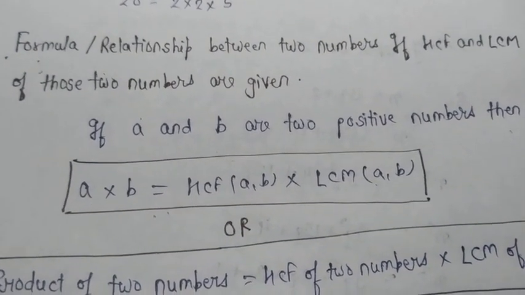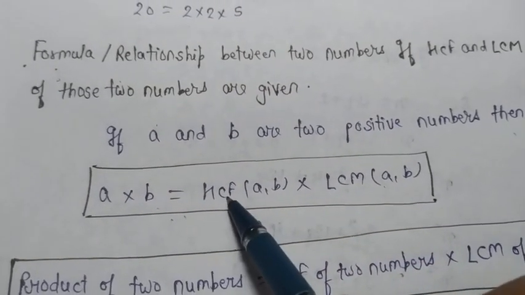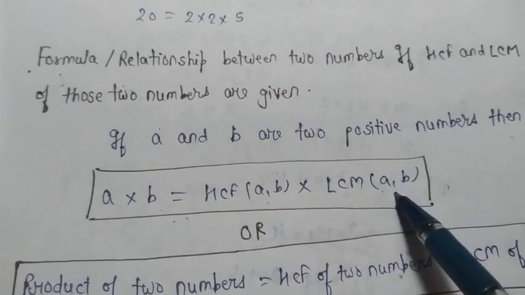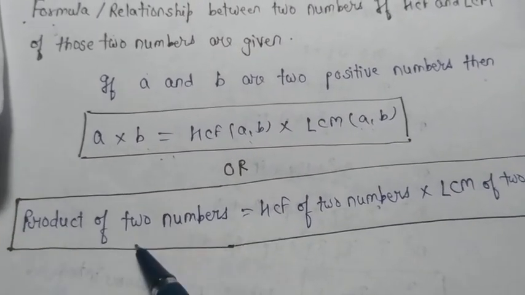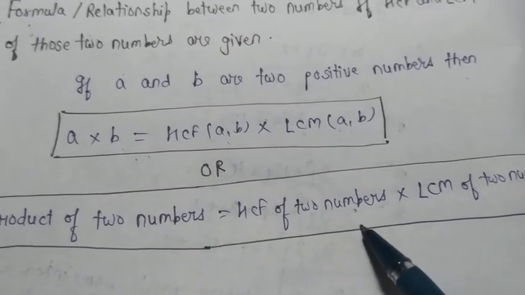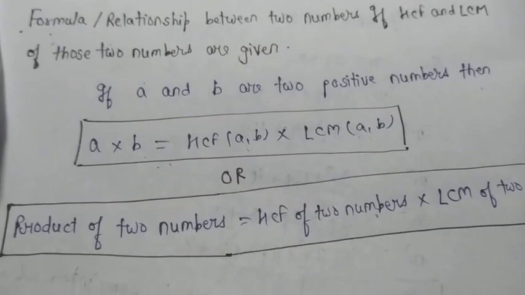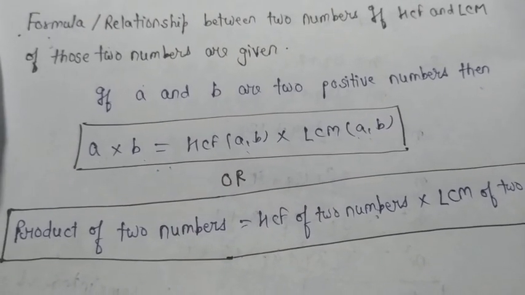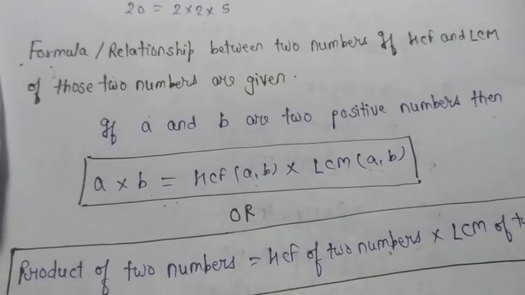So if you have two positive numbers, then the product of these two numbers is equal to the HCF of these two numbers into the LCM of these two numbers. This can also be written as product of two numbers is equal to HCF of two numbers into LCM of two numbers. So memorize this formula, children. After that we will solve one more question which is based on this formula.